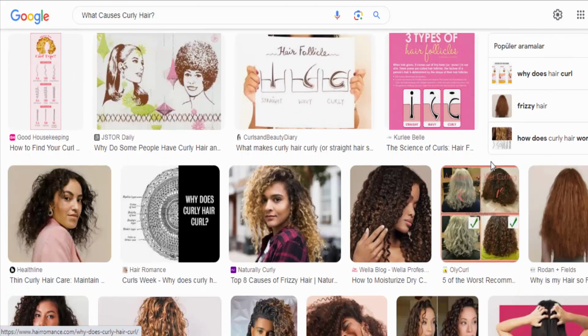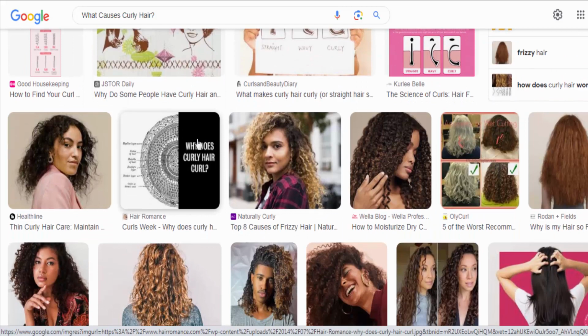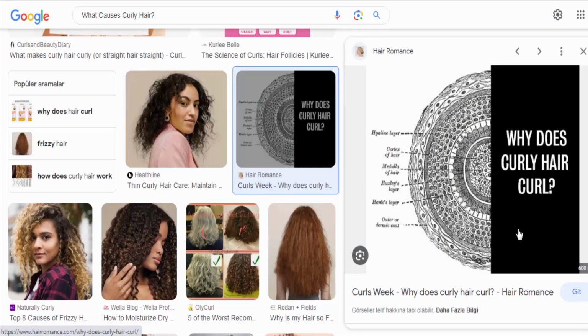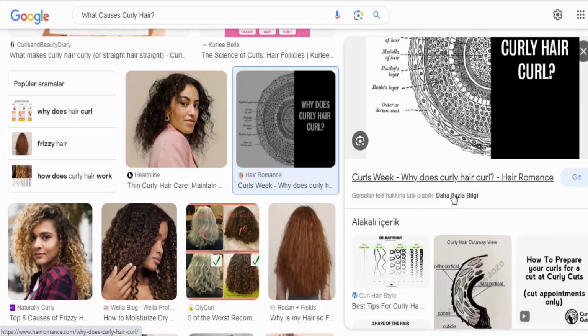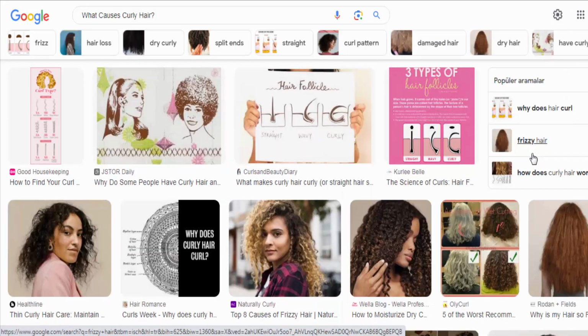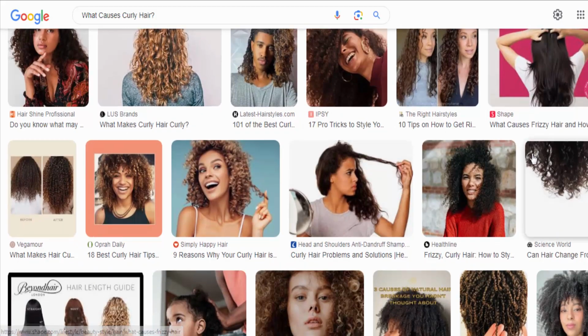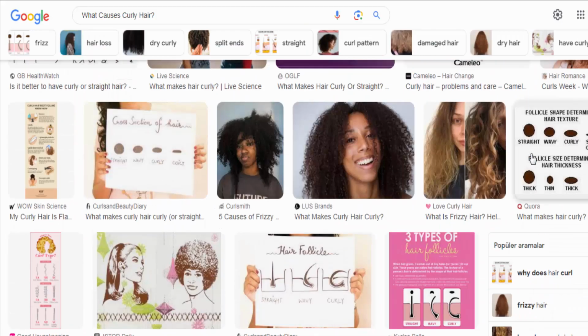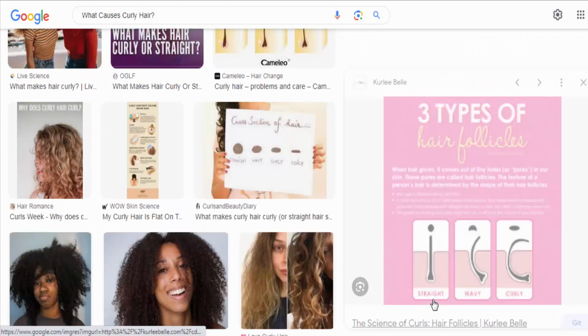Hair care practices, such as heat styling, chemical treatments, or certain hair products, can temporarily alter the appearance of curls or make straight hair appear curly. It's important to note that hair texture and curl patterns can vary widely among individuals. There is a wide spectrum of curl types, ranging from loose waves to tight coils, and individuals can have different curl patterns on different parts of their heads.